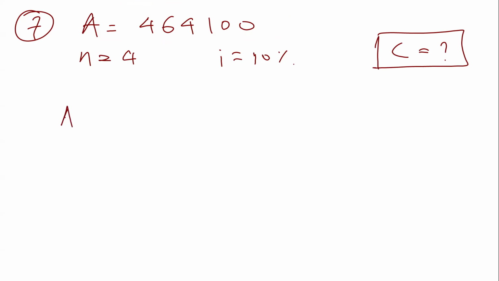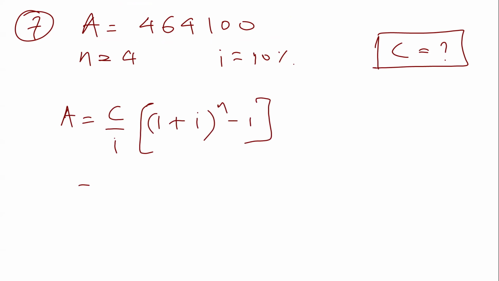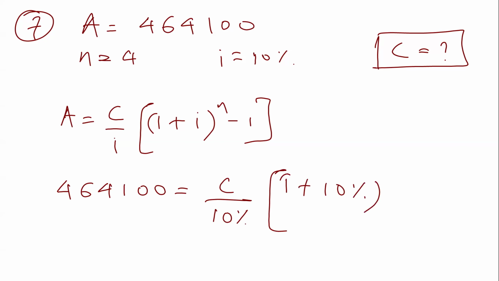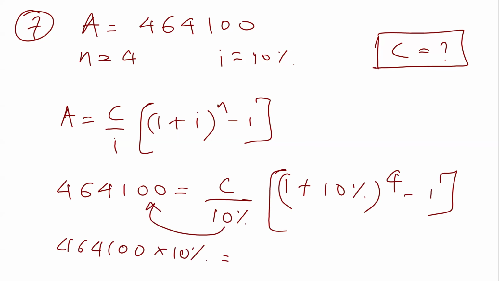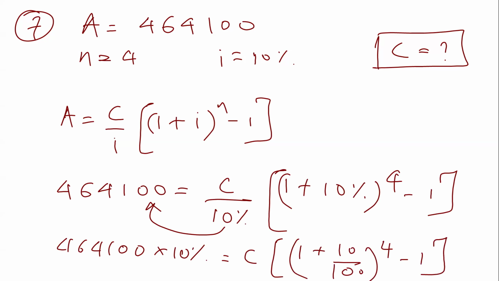Okay, so A is equal to C by I, 1 plus I raised to n minus 1. C is what we don't know basically. So A is equal to 4,64,100, C upon I, I is 10%, 1 plus 10% raised to 4 minus 1. So 4,64,100 into 10%, we'll do cross multiplication. This goes over here: C, 1 plus 10 upon 100 raised to 4 minus 1.